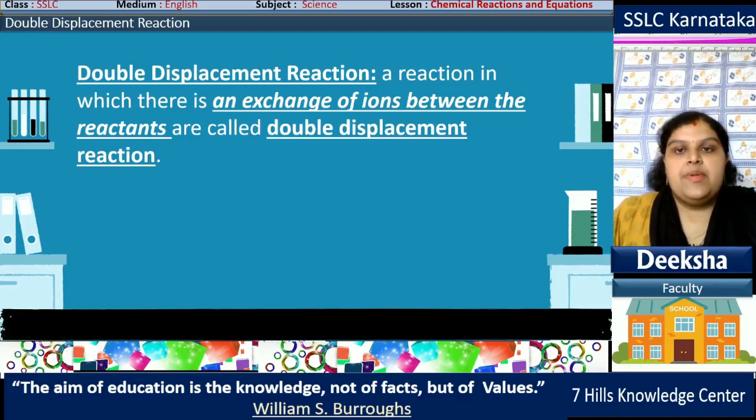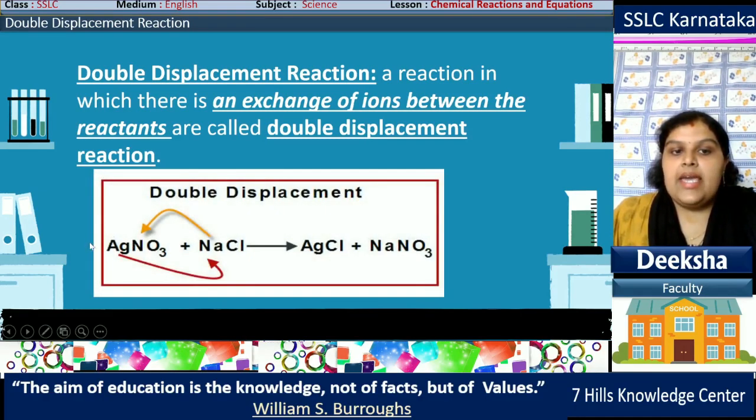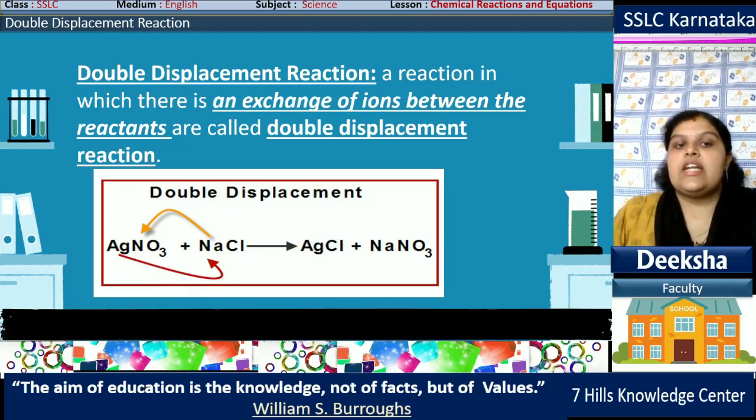Next, we have double displacement reaction. Double displacement reaction is a reaction in which there is an exchange of ions between reactants. These kinds of reactions wherein there is an exchange of ions between the reactants are called double displacement reaction. The example is AgNO3 plus NaCl gives AgCl plus NaNO3. Here AgNO3 is becoming NaNO3 and NaCl is becoming AgCl. Do you see the exchange of ions that is taking place? Here these arrows will show you the exchange of ions that we can see.